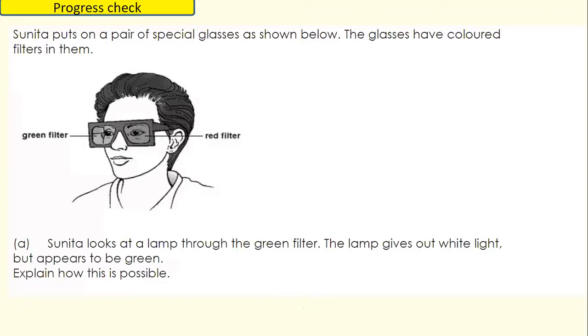Now, I want you to read this question or listen to the question and then pause the video so you can write down your answer. So Sunita looks at a lamp through the green filter. The lamp gives out white light, but it appears to be green. Explain how this is possible. Okay, so pause the video here and just in a couple of minutes, write down your answer. I'm looking for 2 reasons.